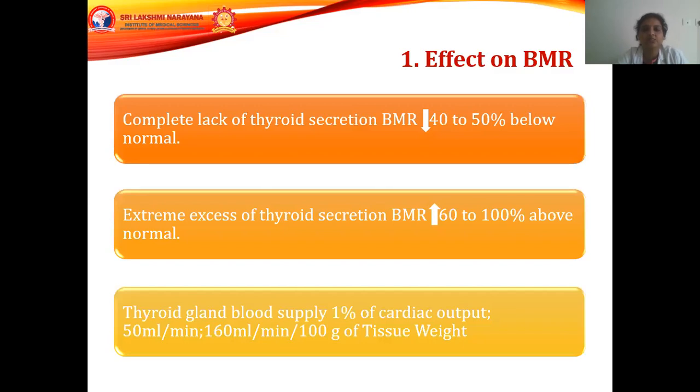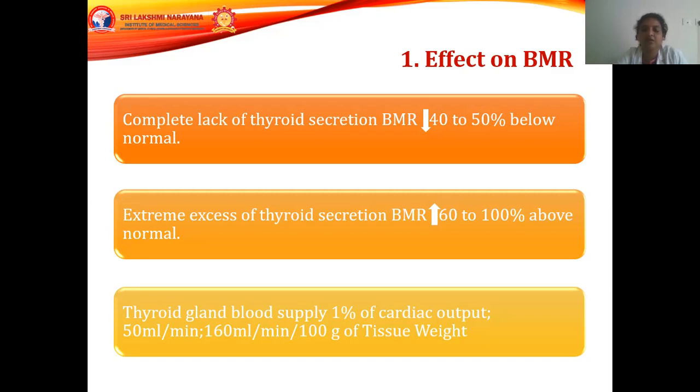Next, when seeing what effect it has on the basal metabolic rate, when the thyroid gland is completely removed, the BMR can be almost 40 to 50 times below the normal value in an individual who usually has a particular level of BMR. Okay, and also when there is an extreme excess of thyroid secretion, the BMR can be increased by 60 to 100% or even more than the normal.